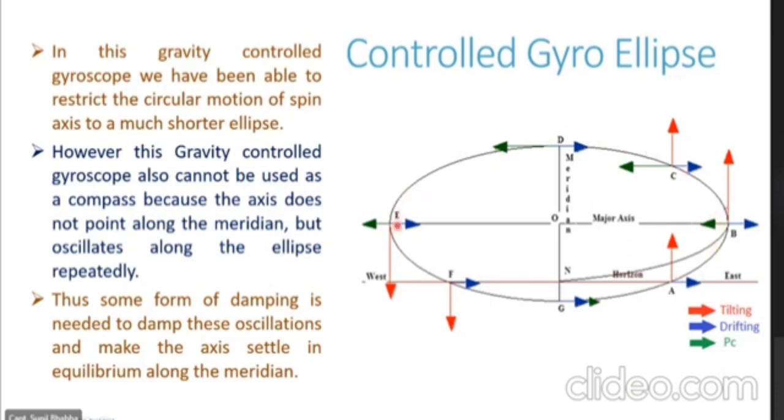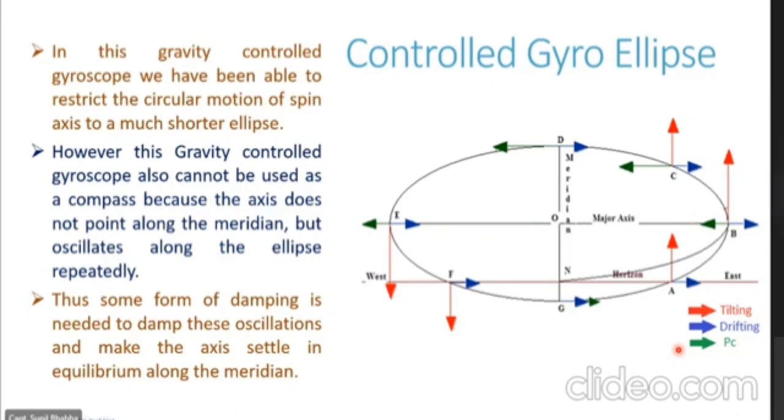So this is basically a stable equilibrium. The spin axis has attained this stability because of the combination of these three forces. The tilting, drifting, and control precession are balanced in such a way that if you try to disturb the spin axis at any point on this ellipse, sooner or later it is going to come back. As soon as you leave it, it is going to come back to this elliptical motion.